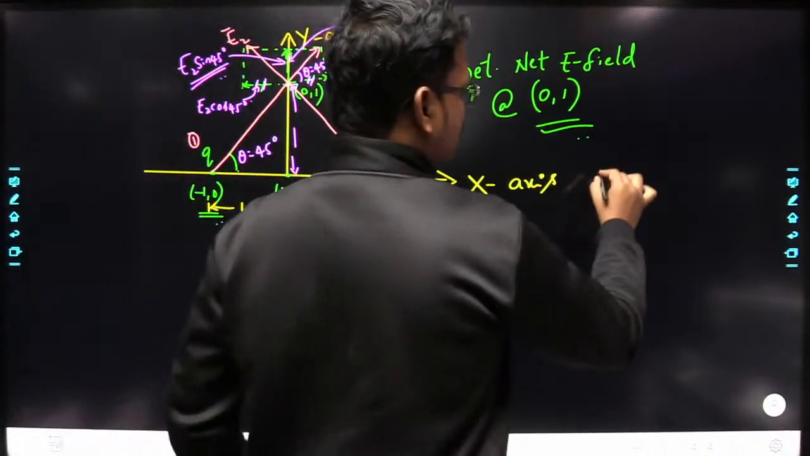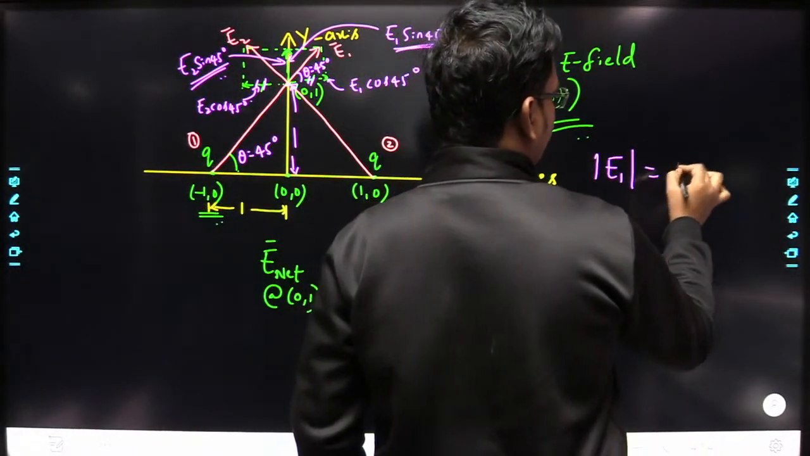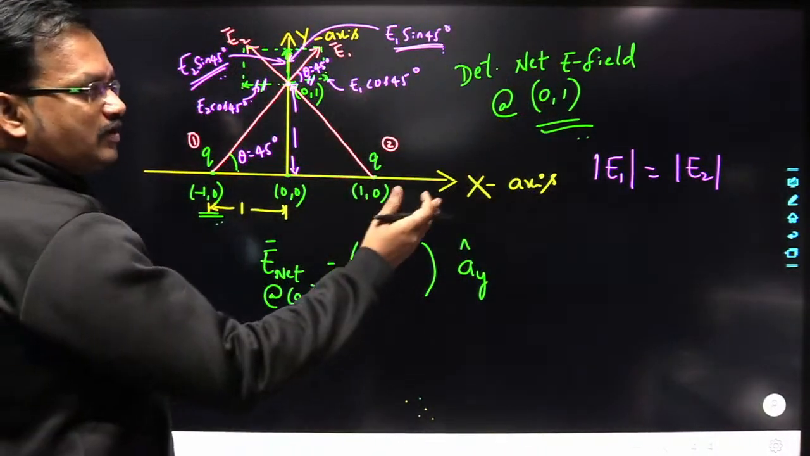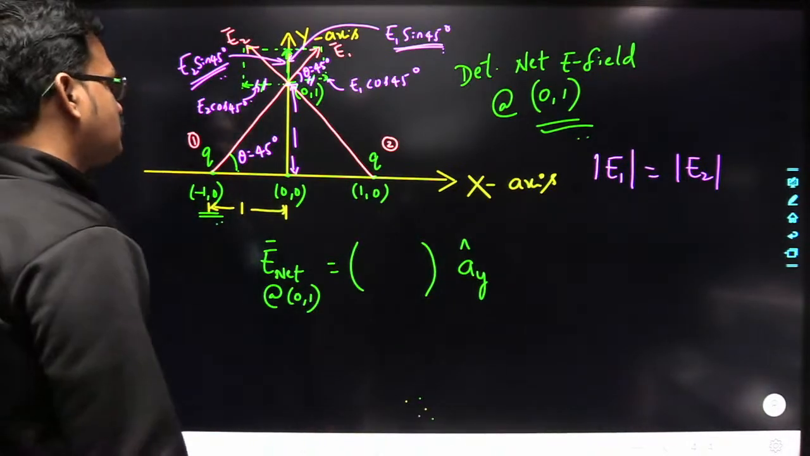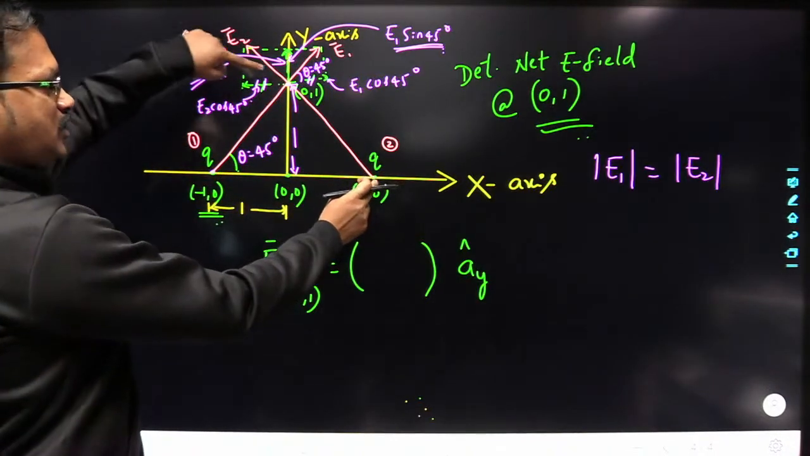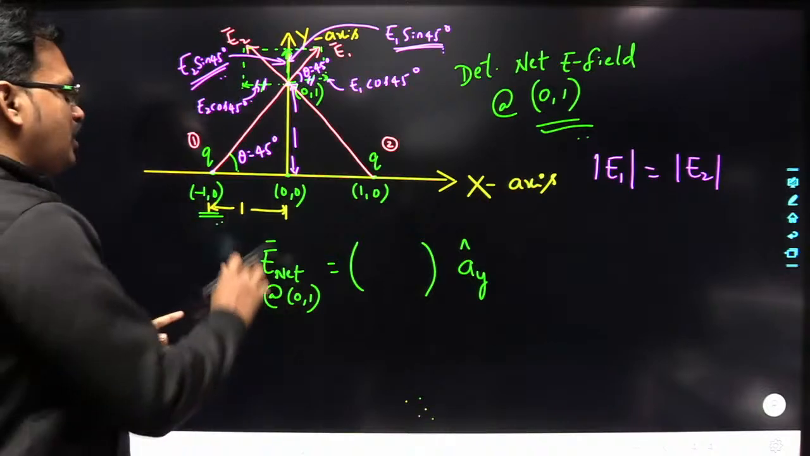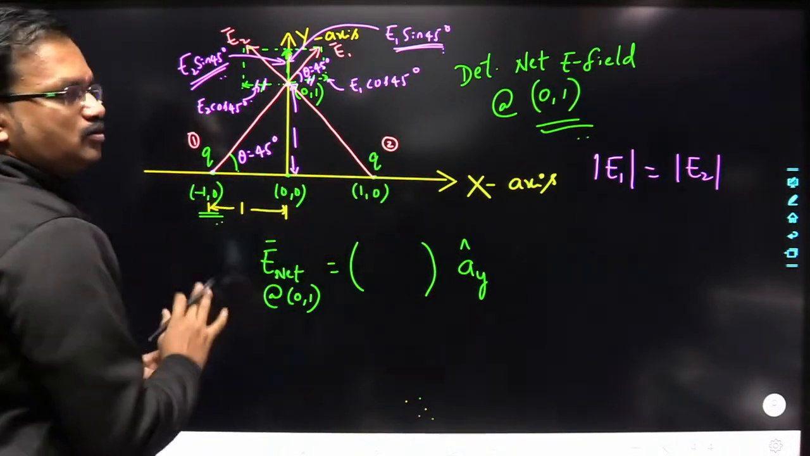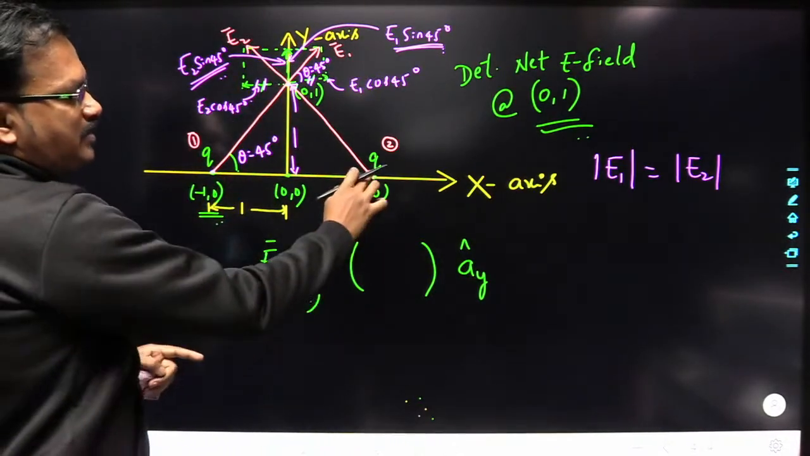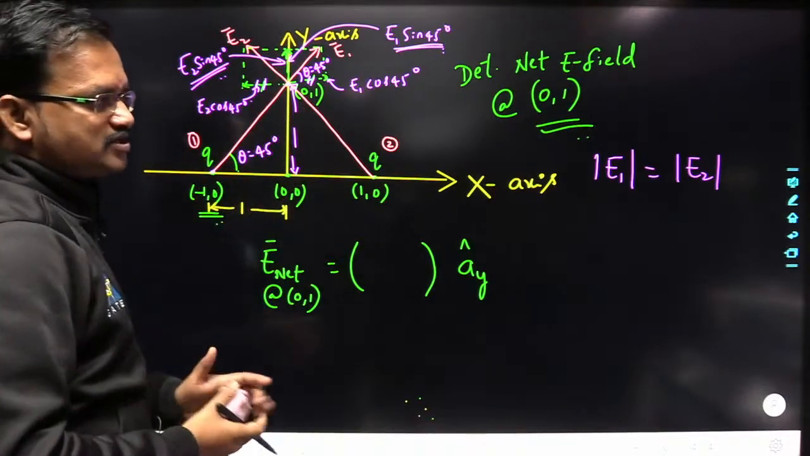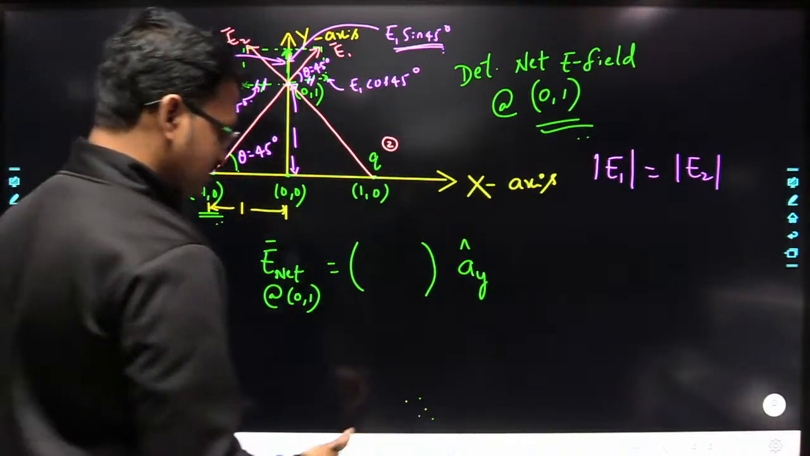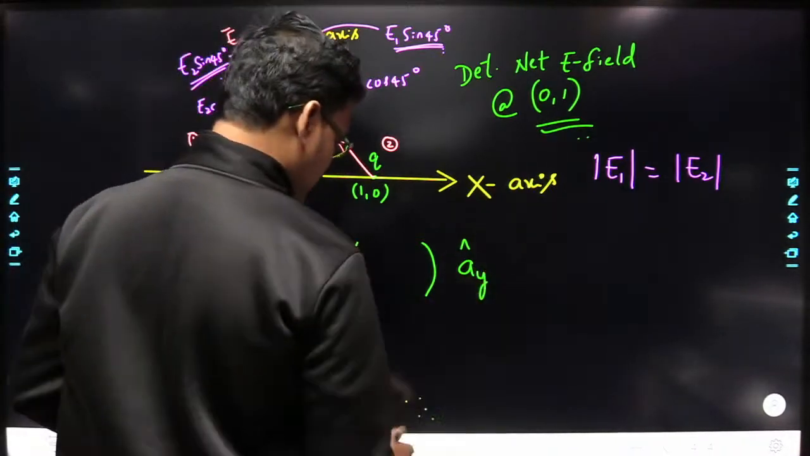See, we can observe that the magnitude of E1 will be same as the magnitude of E2. Yes or no? Because the distance from here to here and the distance from here to here, both are same. Here you are having Q, here also you are having Q, right? So that means the magnitude of electric field due to this point charge at this location and the magnitude of electric field due to this point charge at this location, their magnitudes will be same. Yes or no?